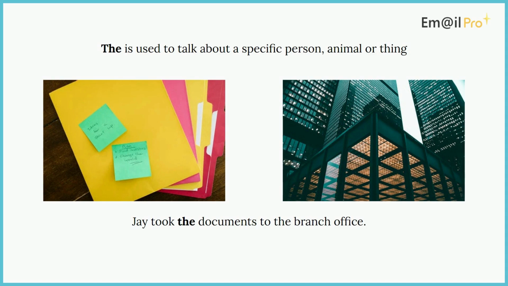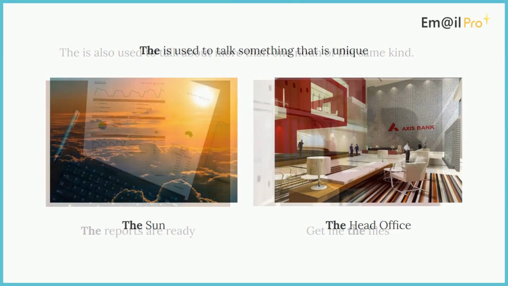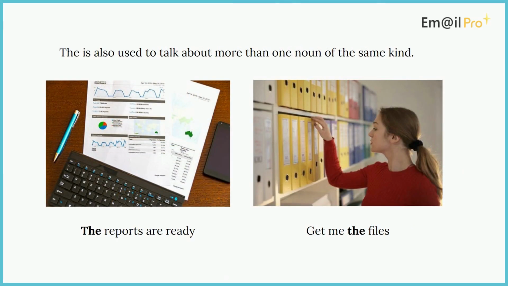In this sentence, Jay took a specific set of documents to the branch office. So we use the documents. The is used to talk about things that are unique. For example, use the sun and not a sun when talking about it. Similarly, there is only one head office. Use the head office and not a head office.